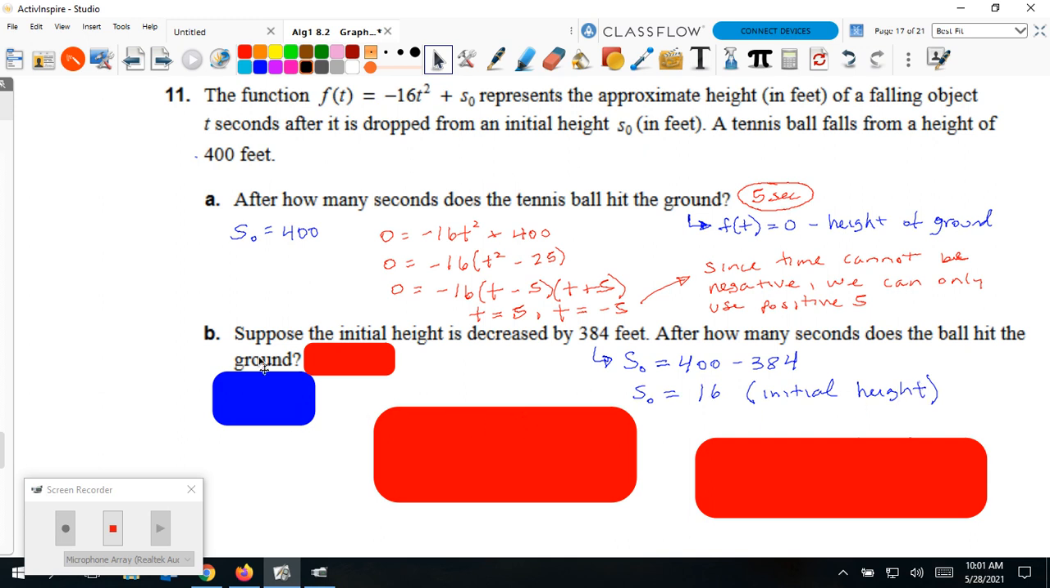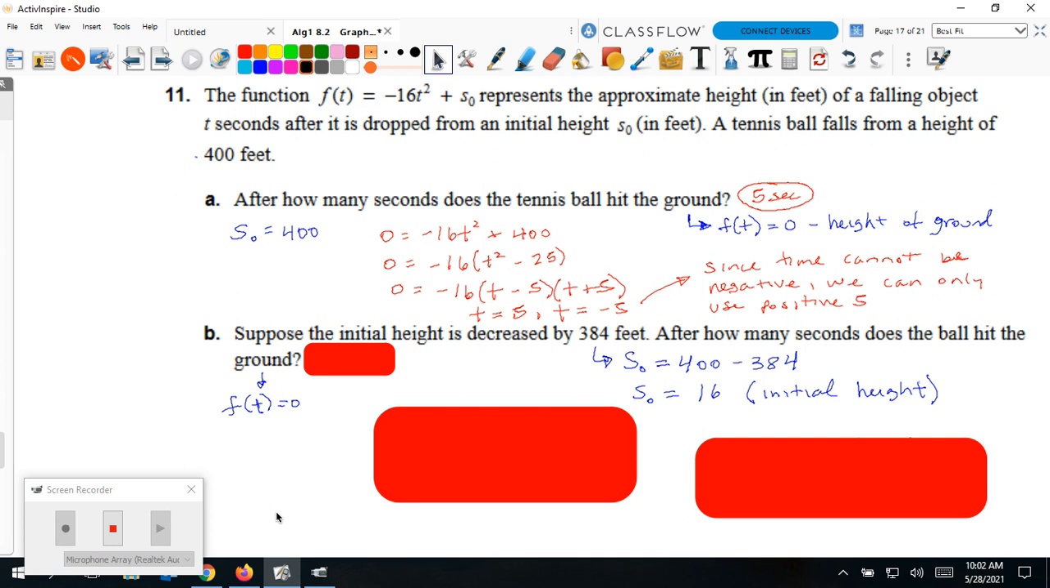It says, after how many seconds does the ball hit the ground? So again, the ground means the f of t is equal to 0. So I want you to pause the video now and try to find the answer for this one, for letter B. Use the same function where you're going to plug in 16 for s of 0, and the 0 still goes in for f of t. So the only difference now would be the 400 is now a 16 here. So go ahead and solve that one and see if you can get your answer correct.